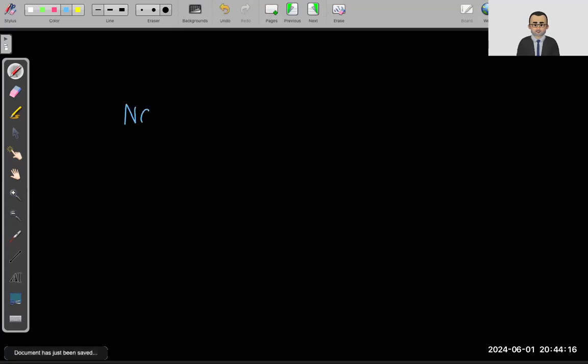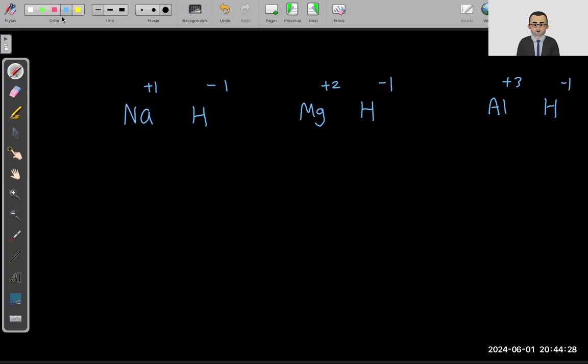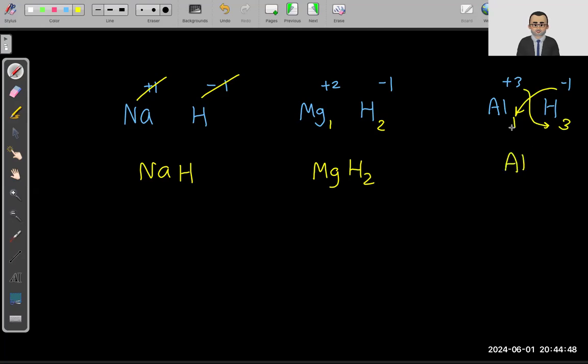Let's try to do it again. This is NaH. Na is in group 1, and this is -1. This is Mg and H, +2 and -1. Al and H, +3 and -1. Here the numbers are similar, so just cancel them out. It becomes NaH. Here there is a difference, so switch them. Put the 1 here and the 2 here. So it becomes Mg1, we don't write it, and H2. Again, switch the numbers: 1 goes here and 3 goes here. So it becomes Al, under it 1, don't write 1, and then H3. It's like that.